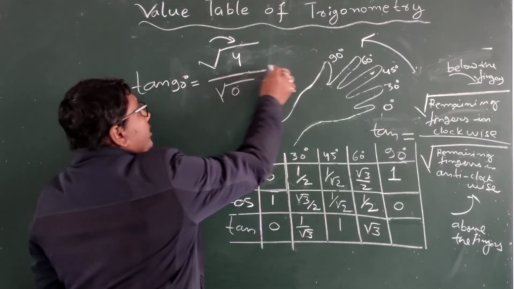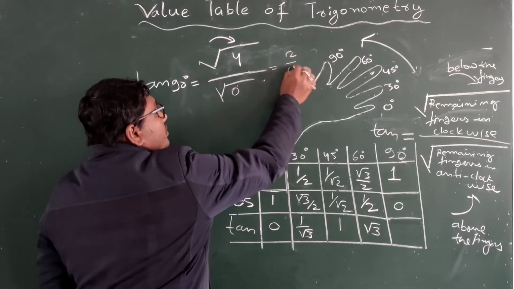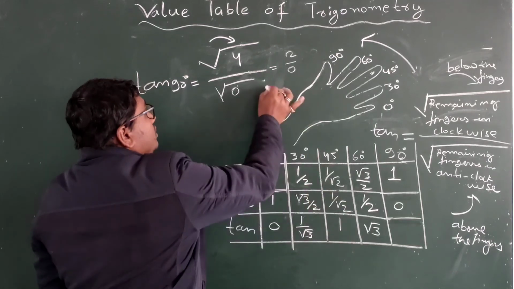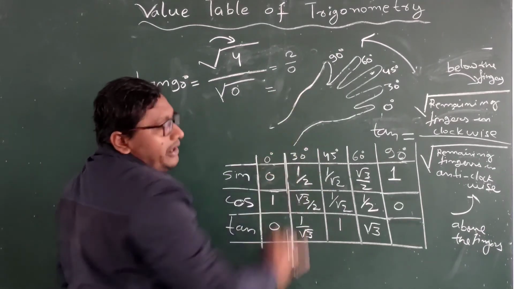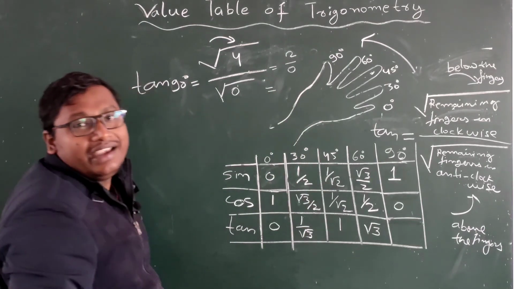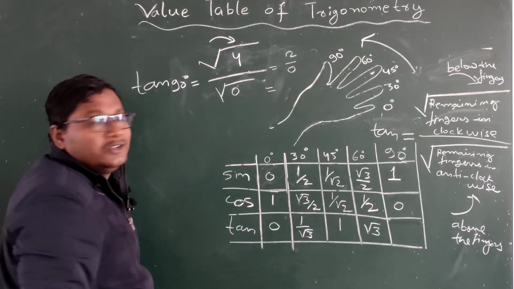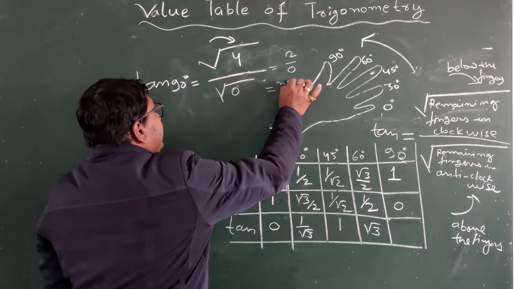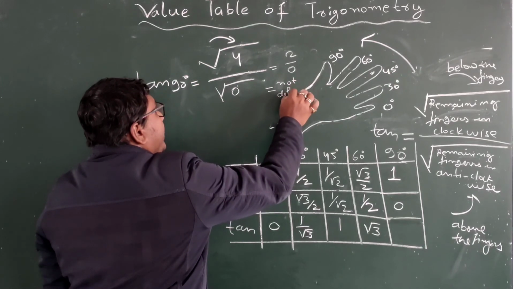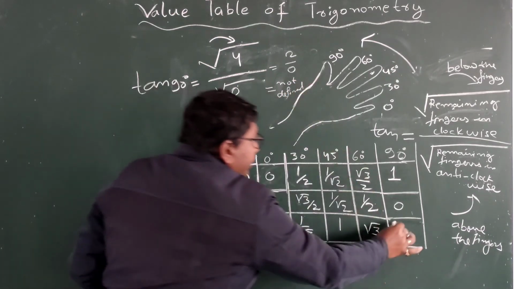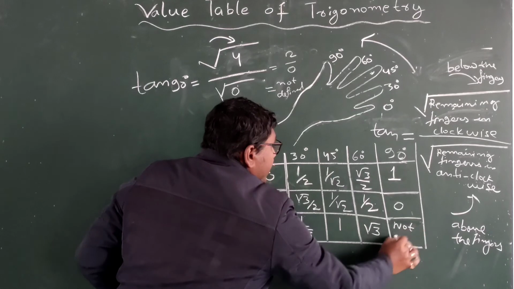So the square root of 4 will be 2. Square root of 0 is 0. So you know 2 by 0 cannot be defined. We cannot divide any number by 0. So it will be not defined. That's why we need to write here not defined.